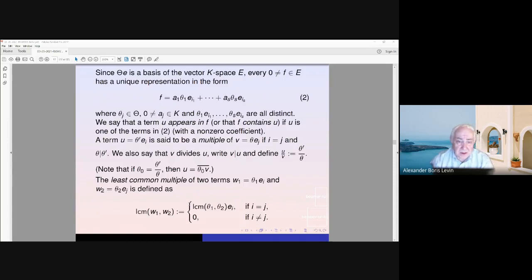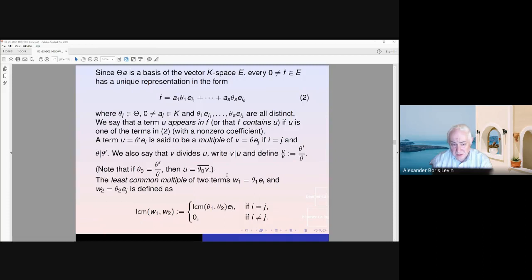Okay, so now let's consider a typical element of the space E. A typical element of the space E with generators is of this form. So it is some linear combination of terms with coefficients in K. Now, when you have one term and another term, we say that U is a multiple of V when, first of all, I equals J, so they have the same generator, and theta divides theta prime. Then we say that V divides U, and write this as a fraction.